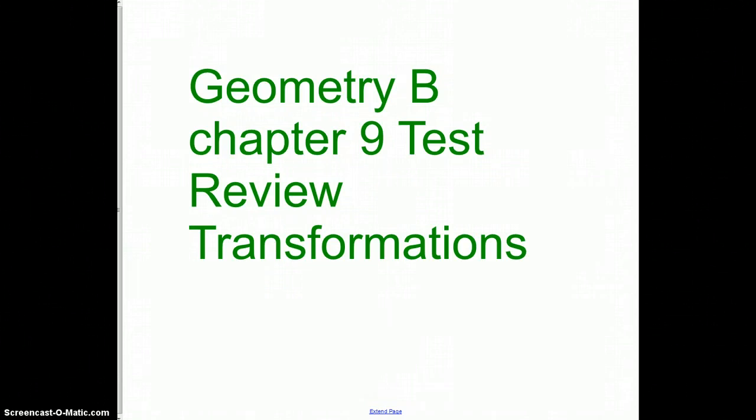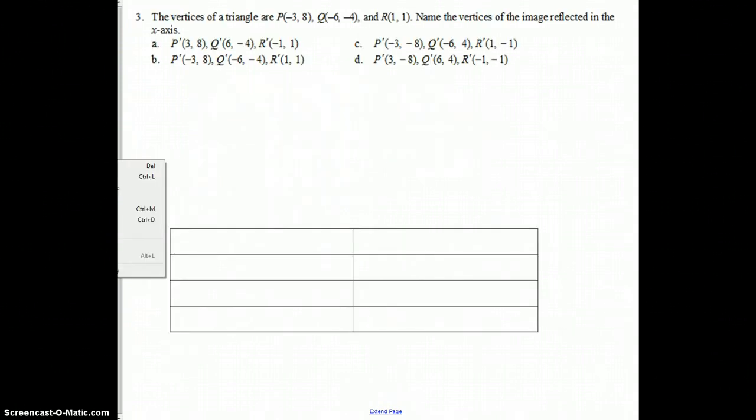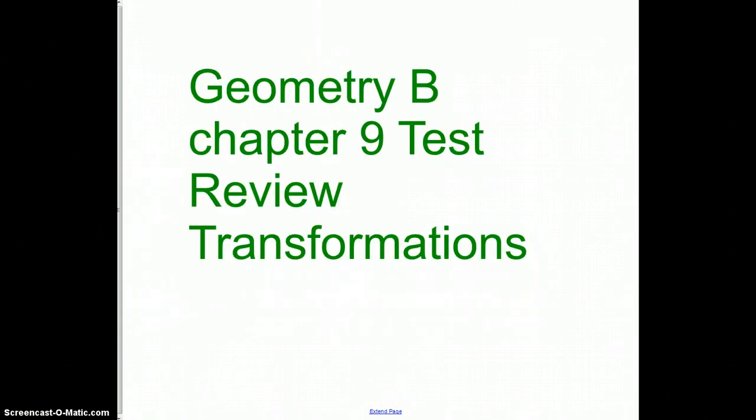Today in Geometry B, we're going to be working on our test review for Chapter 9, which focused on transformations, which include translations, reflections, rotations, and dilations or size changes. So we are going to be using several of the rules that we've been using throughout this chapter in order to complete that. So let's take a look at our first problem.